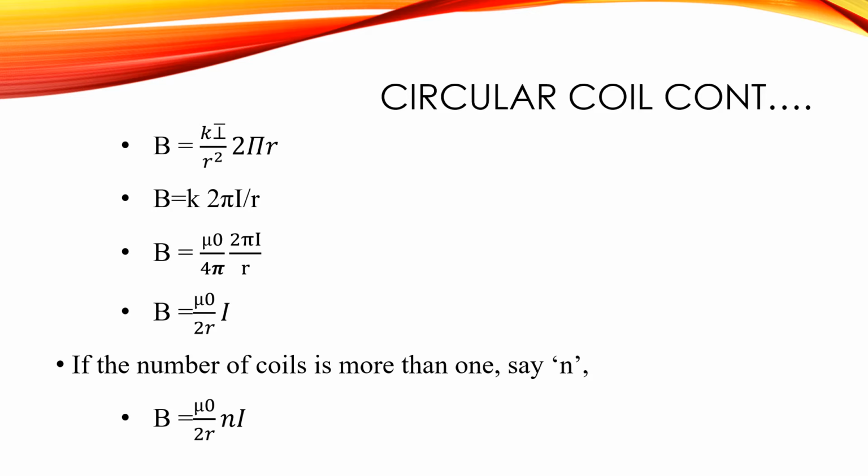And suppose the number of coils is more than 1, say n coils are there, then the equation becomes B is equal to mu 0 by 2r into n into I. So this is the equation for the magnetic field of a circular coil.